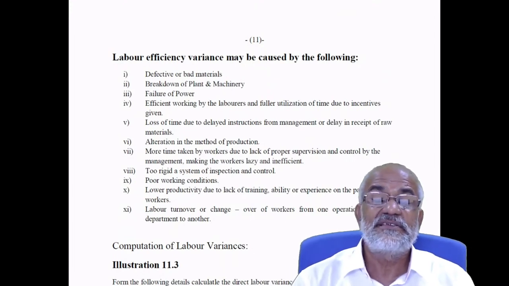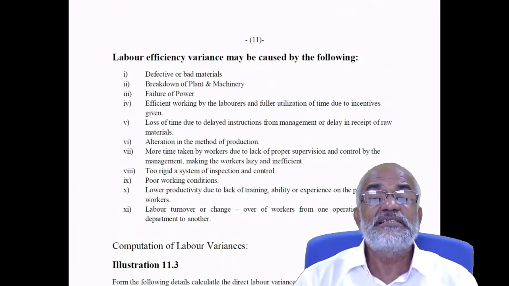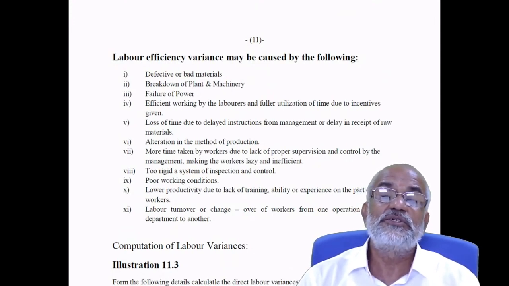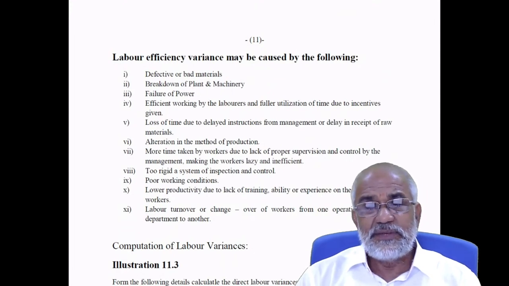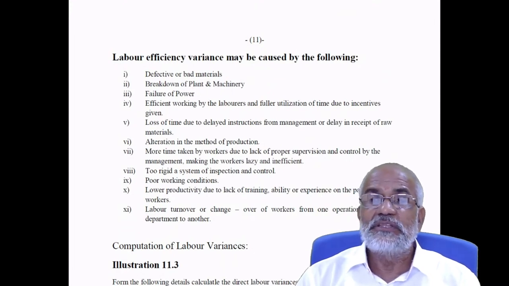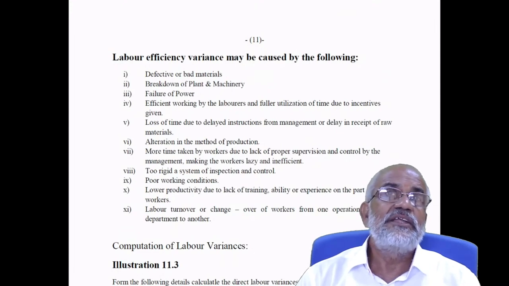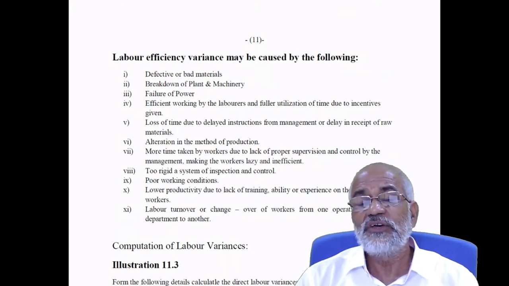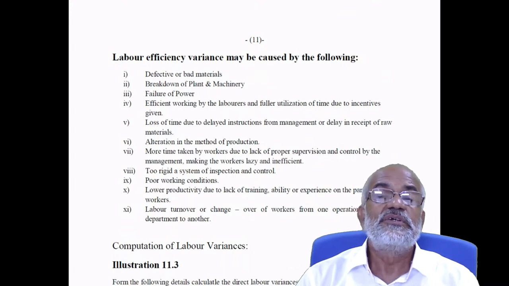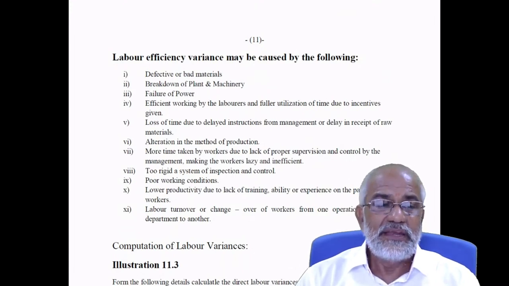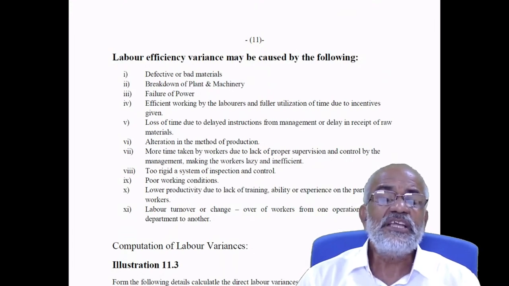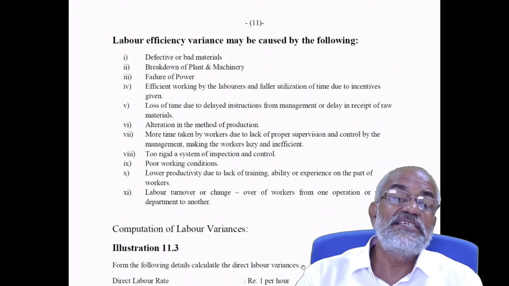The last reason of labor efficiency variance is labor turnover or changeover of workers from one operation or process department to another. When there is frequent labor turnover, the laborers are quitting the organization and new laborers are coming, or there is a change of one set of laborers from one department or operational activity to the other, that will also result in idle time, and on account of that, there will be a variation in the labor efficiency. So these are the reasons for labor efficiency variance.